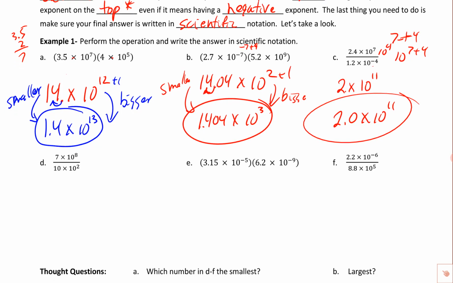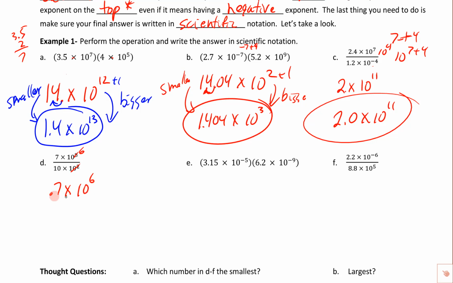Next one. We're going to do 7 divided by 10. Now, if it's 7 divided by 10, you should know that that's 0.7, 7/10. Okay, if you want to throw that in the calculator, you can. I've got 8 tens on the top and 2 on the bottom. That means 2 of these are going to cancel with 2 of those. So that's times 10 to the 6th.